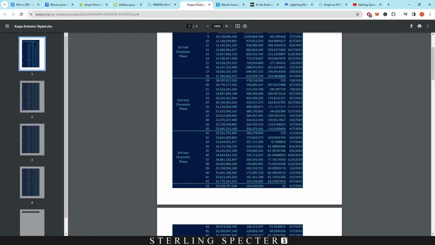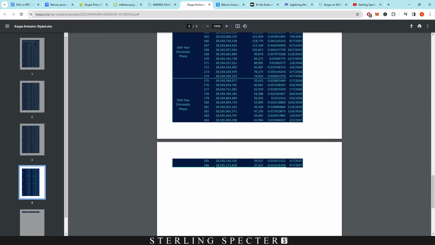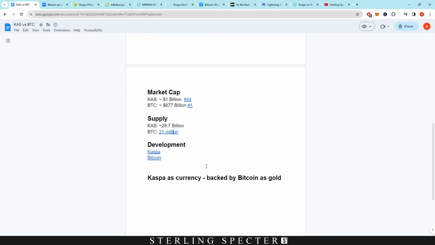When it comes to supply, we can also check the emission schedule to see that Kaspa coin has a supply of 28.5 billion, around that range. And as we know, Bitcoin has a supply of 21 million. So supply doesn't really matter too much in terms of metrics because every coin can be divided by a certain amount into Satoshis, or into the relative denominations for Kaspa coin as well. So it doesn't really matter in terms of the supply. I just put it up there just so you guys know how far along we are.